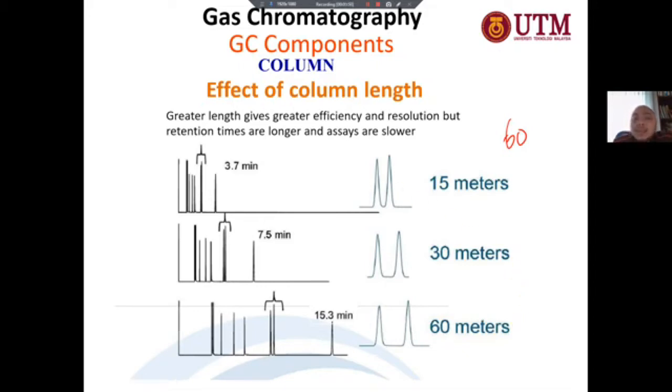So if you are asking me if I prefer the time is faster or I can separate everything, I will say that I prefer that I can separate all the analytes. So better go for the column that is quite lengthy, so it can give you a better separation.